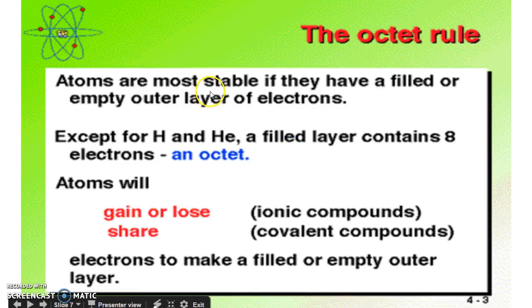So here it is again. Atoms are the most stable. They're stable. They're not reactive, and they're happy if they have a filled or empty outer layer of electrons. Except for helium and hydrogen, a filled layer contains 8 electrons, an octet. Oct, 8. Alright, atoms will gain or lose or share electrons in order to fulfill this rule, in order to have 8 valence electrons, or a filled outer shell. Electrons make a filled or empty outer shell, like I said right here.